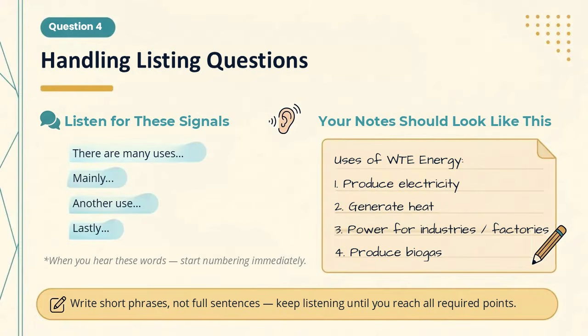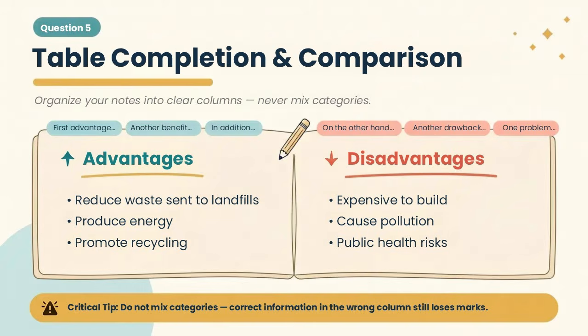Also, do not stop after one answer. If the question asks for 4 answers, keep listening until you get 4 points. 5. Table completion question. Table questions are very important. They may ask about advantages and disadvantages, problems and solutions, causes and effects. For this question, you must follow the outline of the lecture.